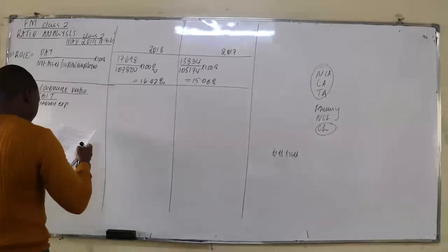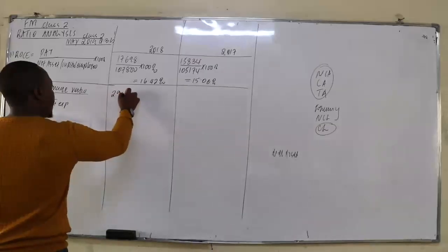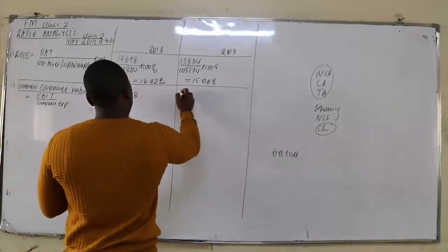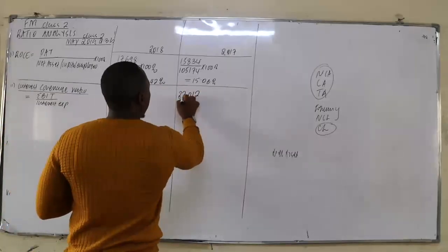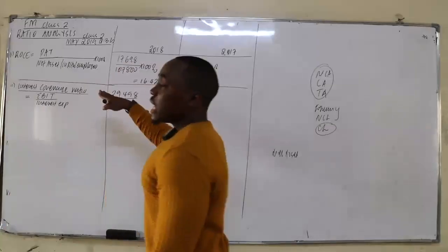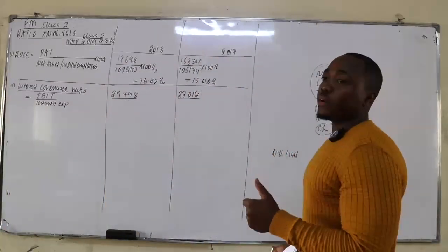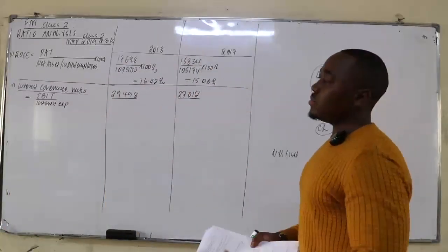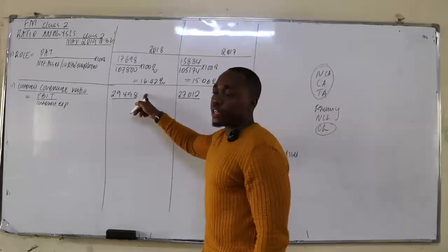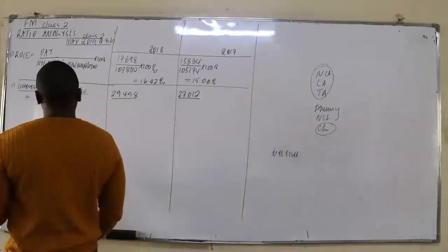Yeah, so the earnings before interest and tax we have was an amount of 29,498, and here we had 27,012. Now the question is, from the operating profit, if you have to pay the interest, how many times can this operating profit cover the interest? So we divide by the interest expense.